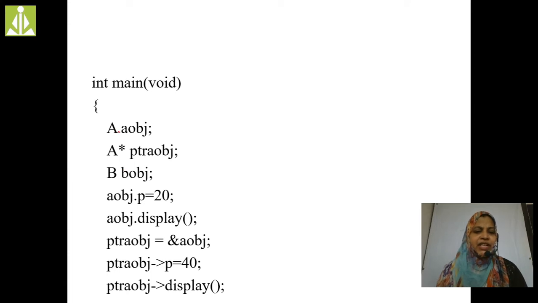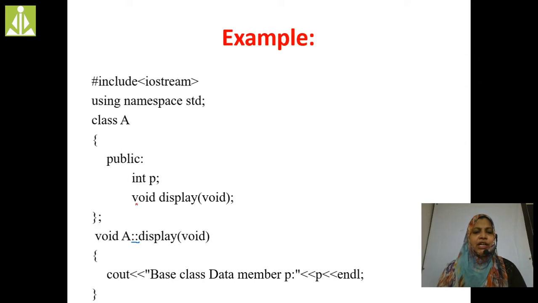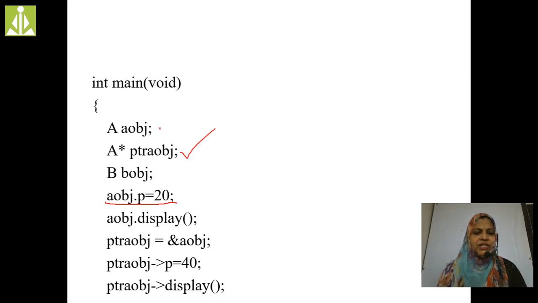Here we are creating one object aobj for class A, and one object bobj for class B. We are creating only one pointer variable, that is ptra. See here, directly we can access aobj.p. This p is the data member of class A, so directly by using the object of A we can write aobj.p equals 20, right?